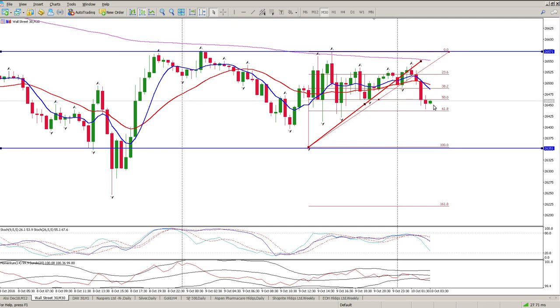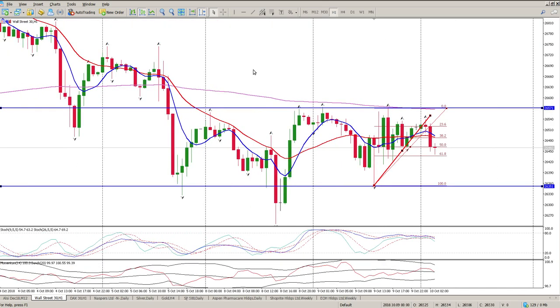But again, I would wait for Europe to open just to get my confirmation. And provided that we don't drop below 26,350, you can probably make it 26,348. Just include your spread into the actual level that you're looking for. So that's kind of my outlook on this at the moment.